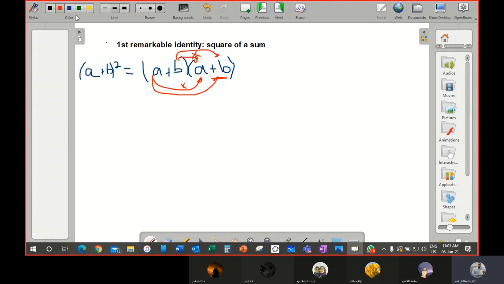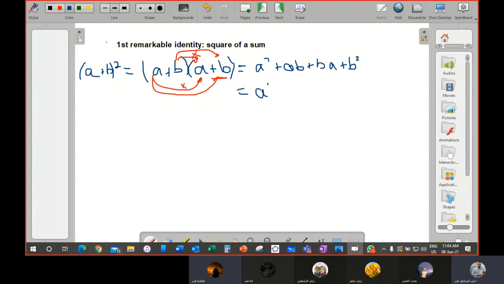Let me hear from Ali Omar, because he was absent yesterday. Equal, multiply, Ali. A times A equals A power 2, plus AB, plus B times A, plus B times B equals BA plus B squared. Okay, and now we can add AB plus BA.